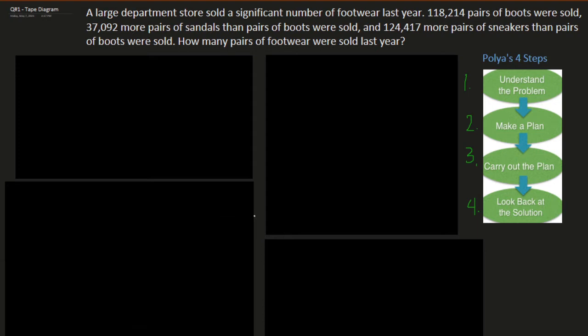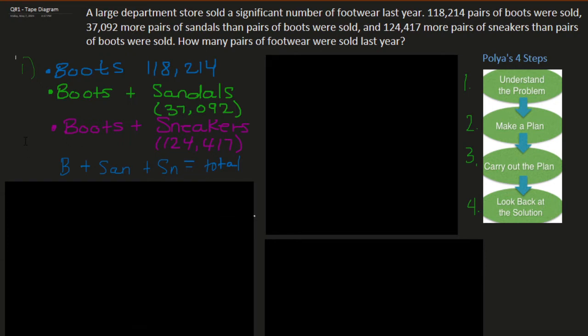So right offhand, this can feel a little overwhelming because they're throwing a lot of really big numbers at us. But that's okay. We can deal with it. We just have to organize our information. So with our first step, understanding the problem, we're going to lay out what we know. The givens here are that the boots are at a value of 118,000 and then some, of course. So we're just going to kind of round the numbers just for the sake of talking because it's just so much to say them all the time. So for the boots, we have the 118,000.